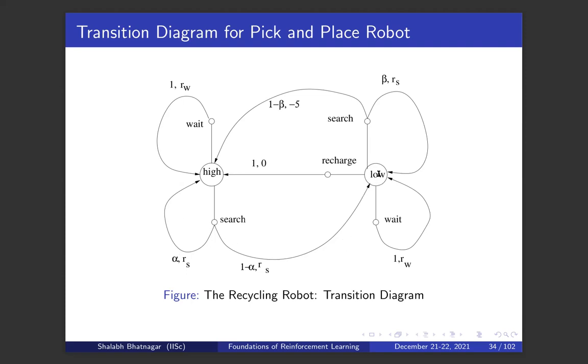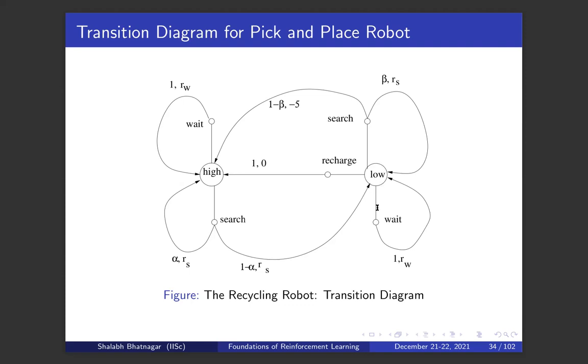On the other hand, if it is in the low state, then it can again decide to search, or it can decide to wait, or it can decide to recharge. If it decides to search, with probability beta it stays back in the low state. Alternatively, it might drop dead. And if it drops dead, someone will have to lift the robot and connect it to a plug point. Once they do that, it goes back into the high state. But during that process, a cost is incurred. So let's say some -5 is the cost that you incur during this operation. And this happens with probability 1 minus beta.